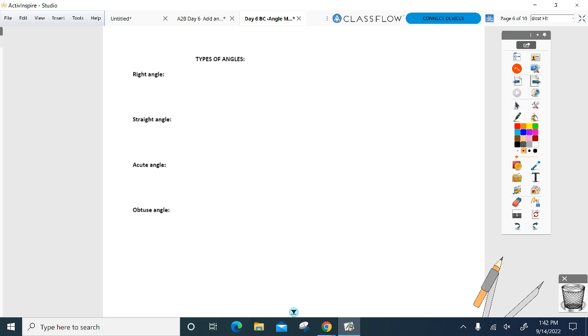Types of angles. I probably should fly by this. I'm not even too sure why I keep talking about this. Probably for the right angle. What do you guys know about a right angle? Measures 90 degrees. Done.